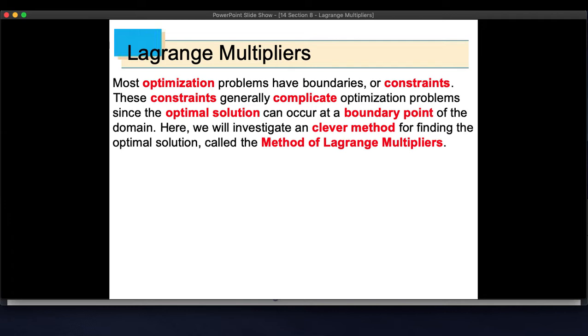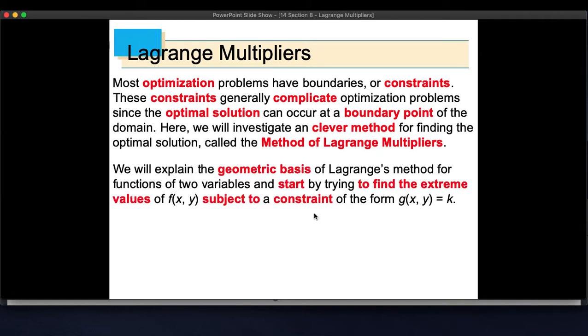So here we're going to investigate a very clever method for finding the optimal solution. It's called the method of Lagrange multipliers. In this section, we'll explain very briefly the geometric basis of this method. And then we'll start by trying to find extreme values subject to some sort of constraint. Now that phrase right there, subject to, generally means you're dealing with Lagrange multipliers. You also can use the methods from 14.7 as well, but it generally means Lagrange multipliers.